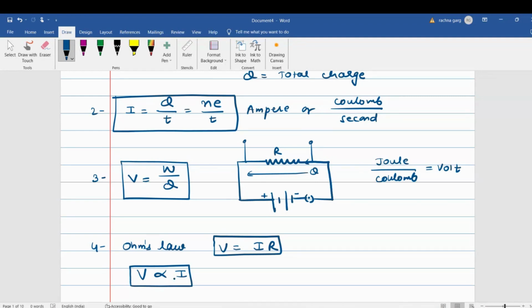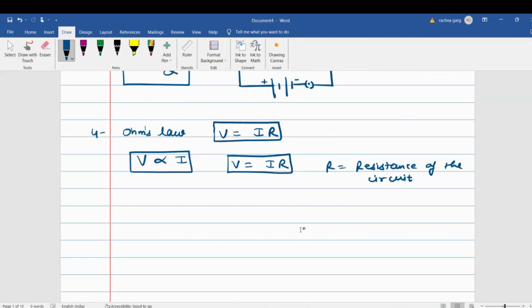When you remove this proportionality sign, you will get a constant which is nothing but the resistance of the circuit. V is equal to IR. Got it? R here is resistance of the circuit. It is depending upon these factors.